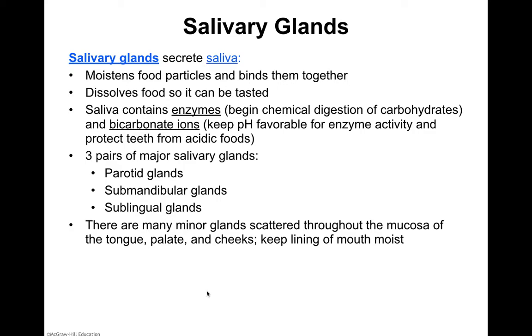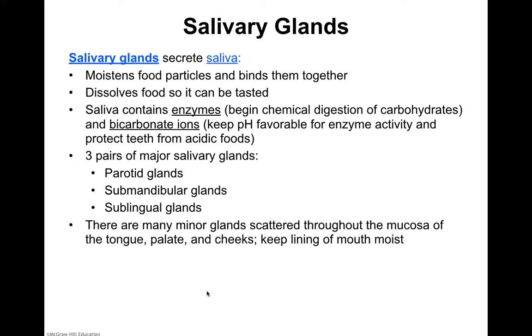An important one is salivary amylase, which starts the breakdown of carbohydrates. So carbohydrates begin to be broken down pretty quickly in the process. They also have bicarbonate ions that act as buffers to keep the pH favorable for both enzyme activity and to protect the teeth from acidic foods.